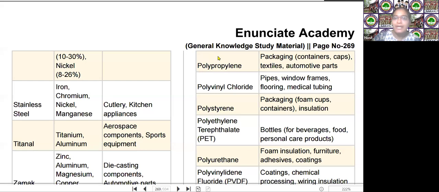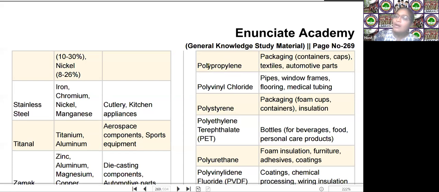Our plastic pipe is one of the polymers. And the next one is polypropylene. Polypropylene is the second polymer. This polypropylene is used in packaging. What does packaging mean here? Manufacturing of containers and caps.